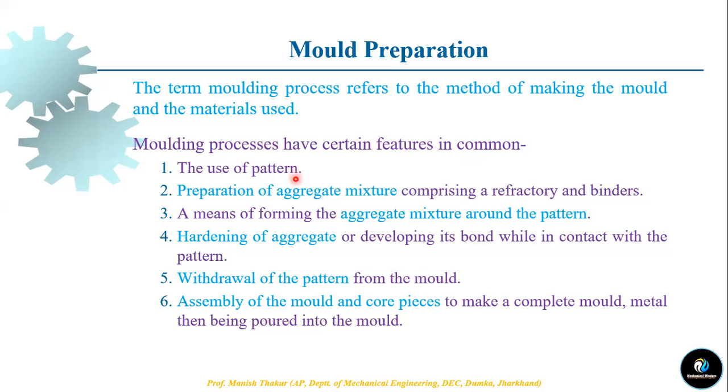Is it clear? You have to go for the preparation of aggregate mixture. That mixture contains what? The composition of the mixture will be silica sand, clay, water, and some additives. Is it clear? A means of forming the aggregate mixtures around the pattern. This mixture is filled around the pattern. Is it clear? And you have to go for the hardening process. Hardening process means to develop the bond between the two grains of the sand mold.